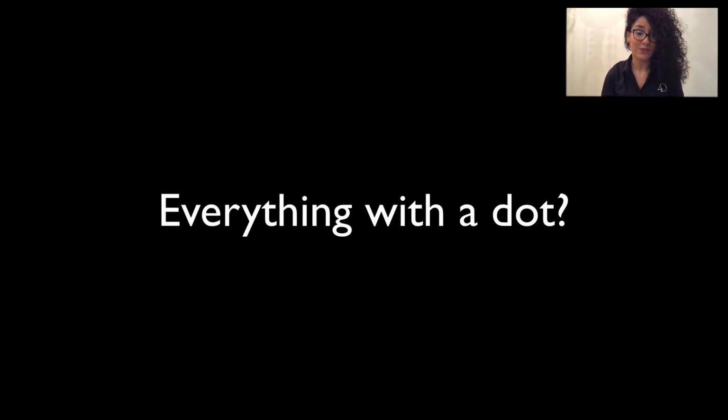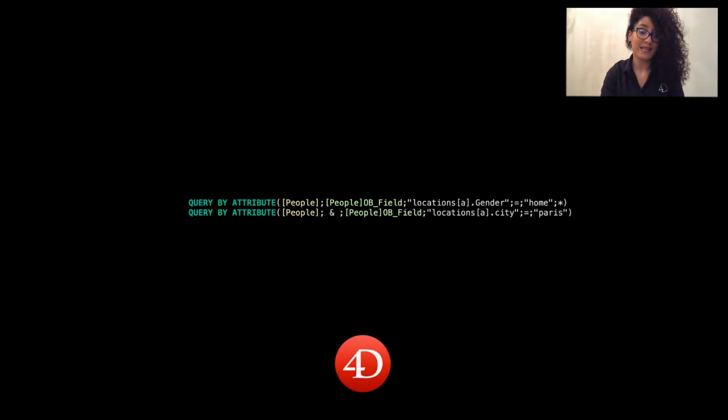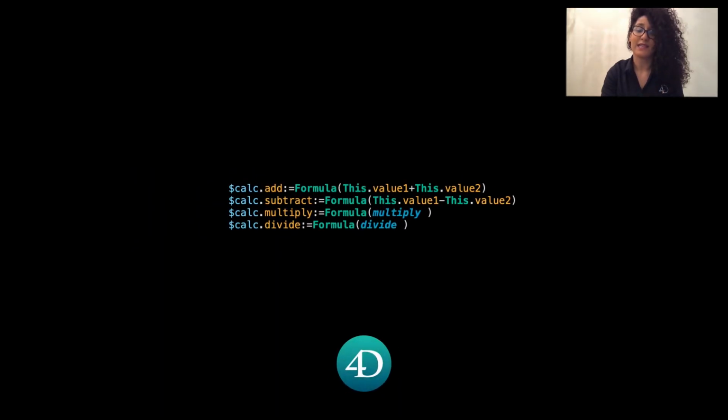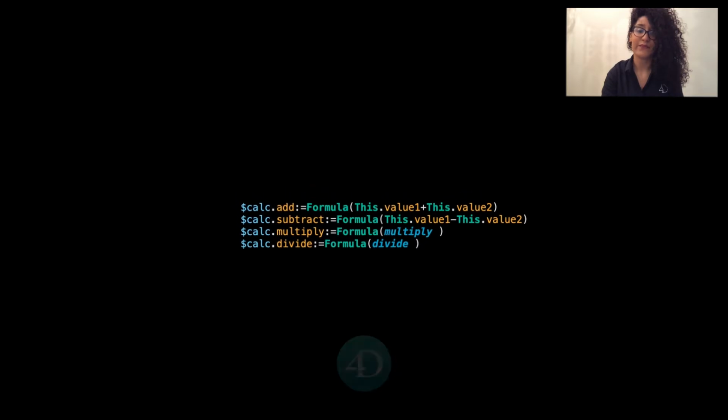Actually, when we first released ORDA and we asked our developers what ORDA means to them, the majority answered is everything with a dot. But dot notation is not new to 4D. We introduced it years ago. First, it appeared in the database with the query by attribute in 4D v15. Then in the language with object notation with 4D v16 R4. Then in the user interface with form in 4D v16 R5. And with this in 4D v17.